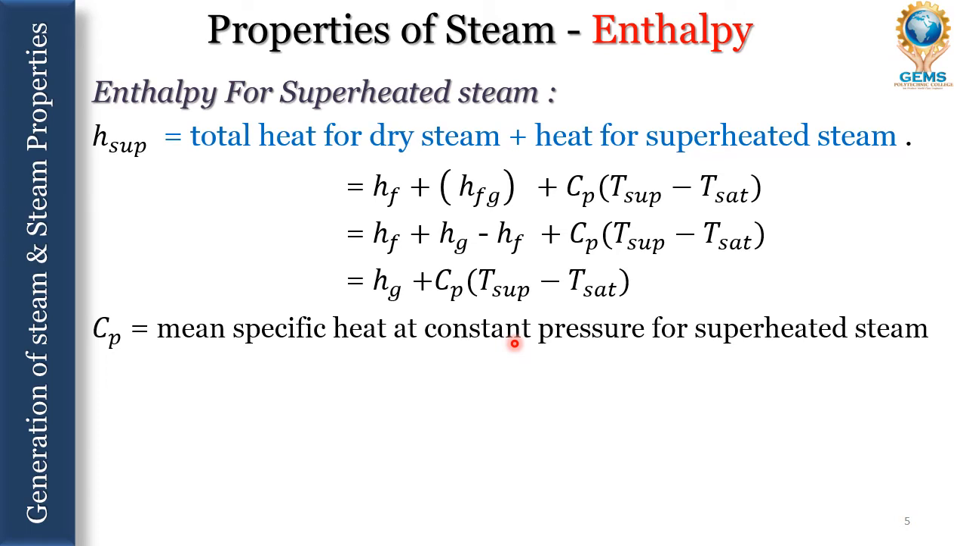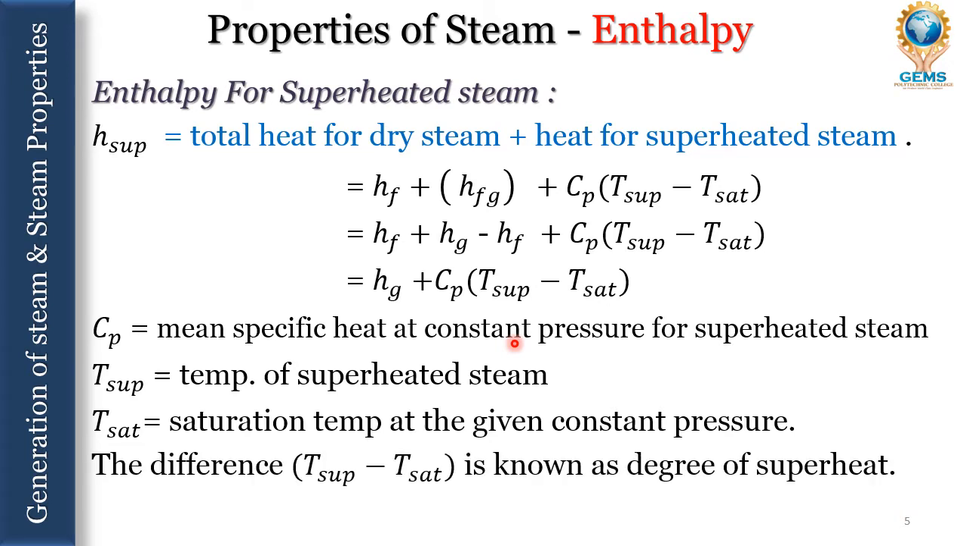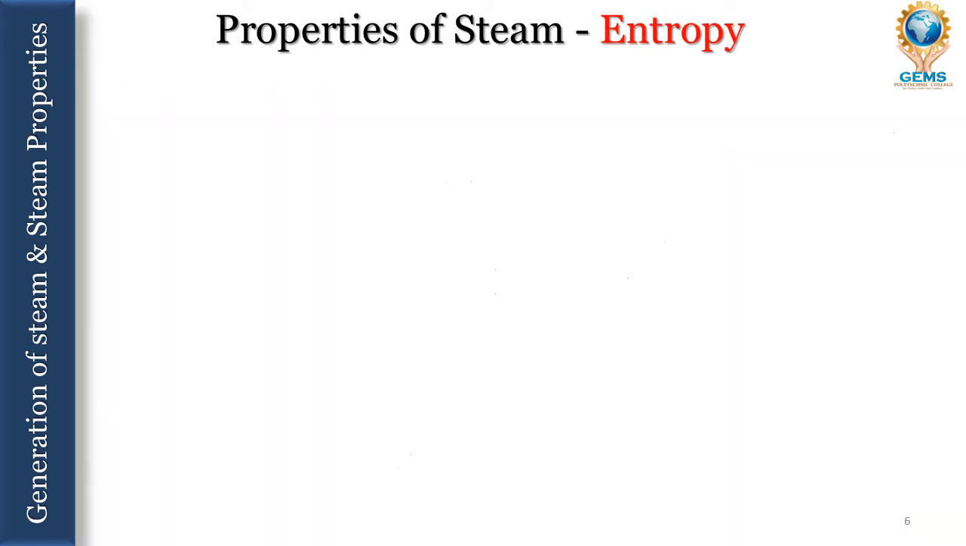Cp means specific heat at constant pressure for superheated steam. T superheated means temperature of superheated steam. T sat is represented as the saturation temperature at the given constant pressure. The difference, T superheated minus T saturation, is known as the degree of superheat.